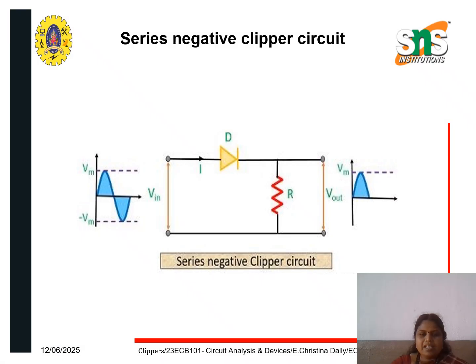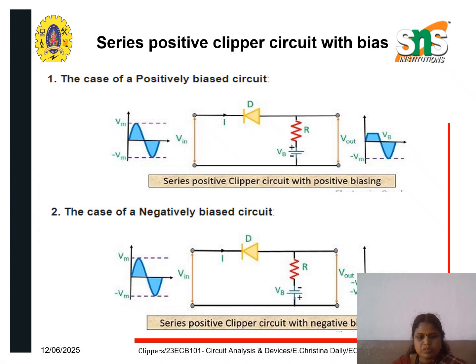The same thing in the case of the negative clipper: the negative portion will be clipped off, and we will get only the positive portion. Here the diode has an anode as well as a cathode, and at the same time it is connected to the resistor. Here the negative is clipped out, so we are getting the series negative clipper circuit.